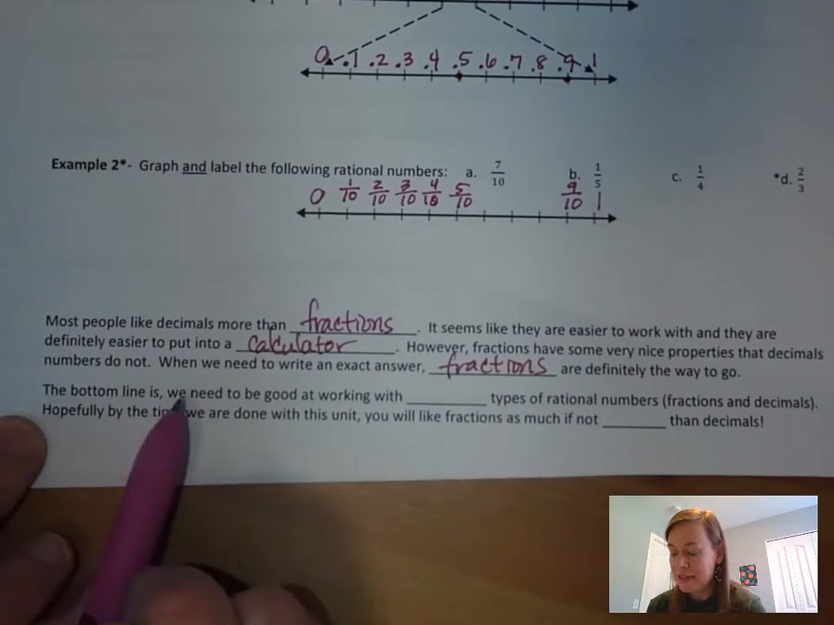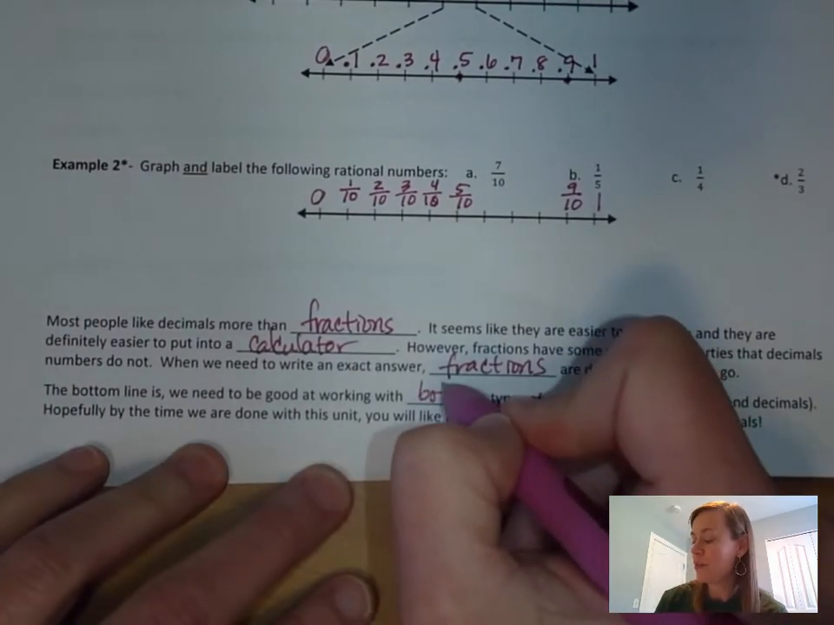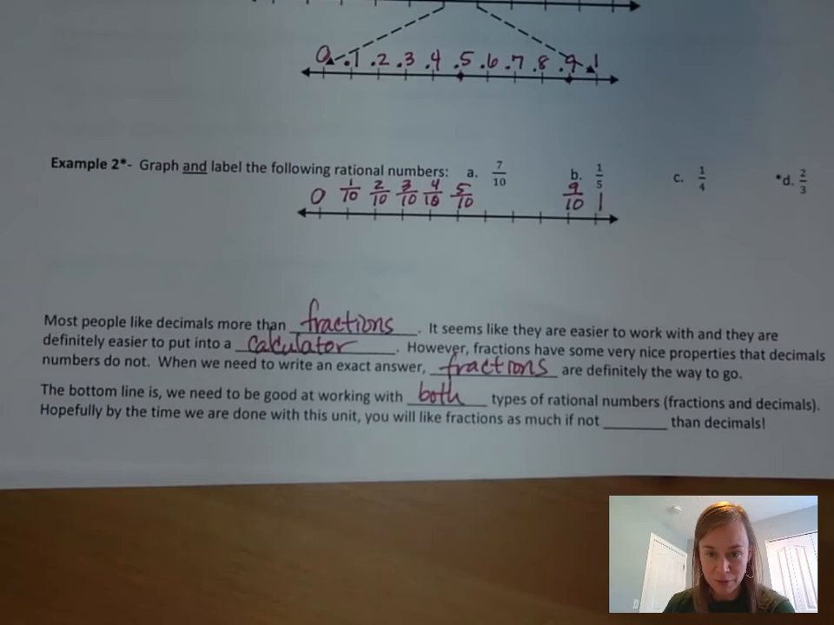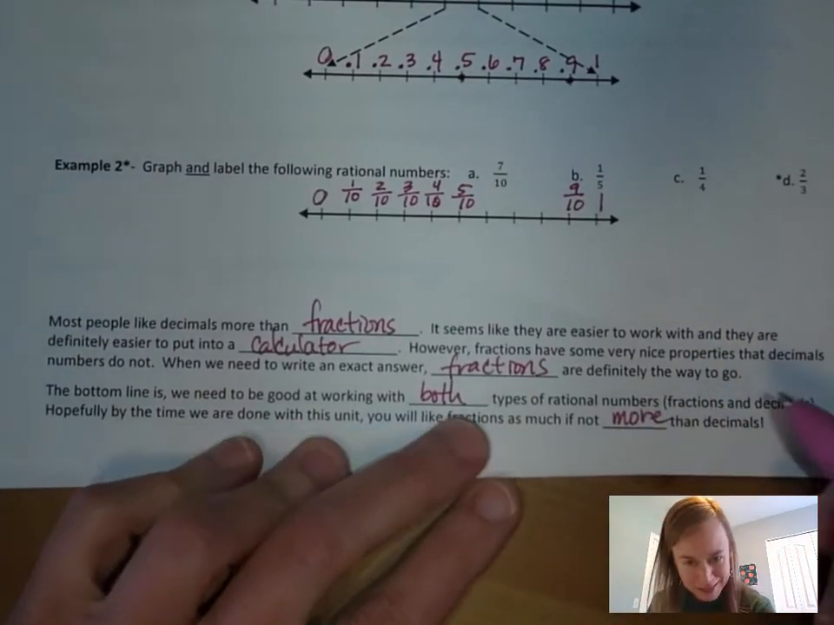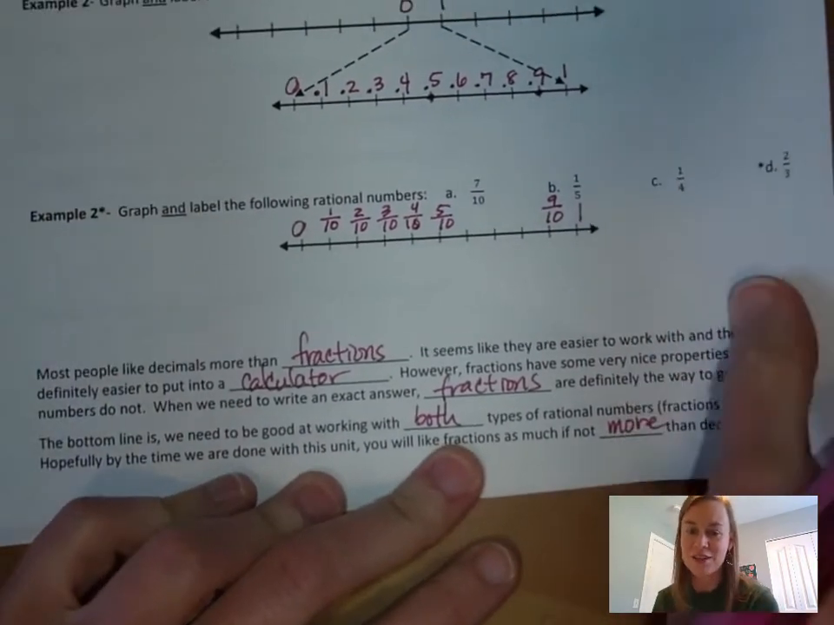The bottom line is we need to be good with working with both types of rational numbers, fractions and decimals. Hopefully by the time we're done with this unit, you will like fractions as much, if not more, than decimals. You guys can let me know about that. Maybe you already like fractions better. I don't know.